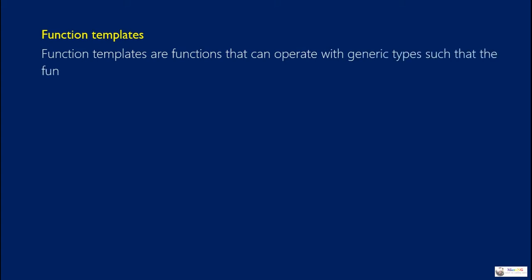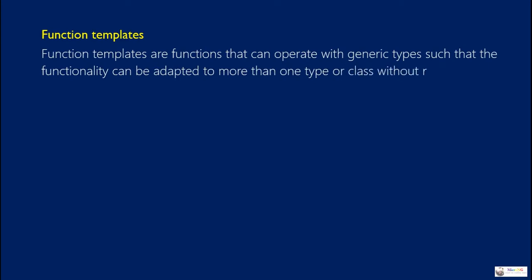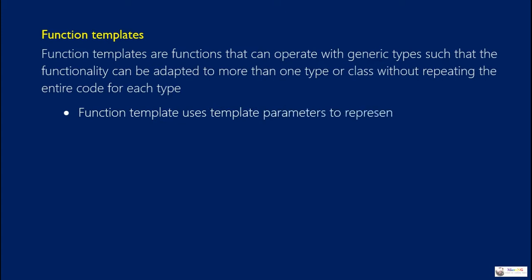Function templates. Function templates are functions that can operate with generic types such that the functionality can be adapted to more than one type or class without repeating the entire code for each type. Function template uses template parameters to represent the generic type.